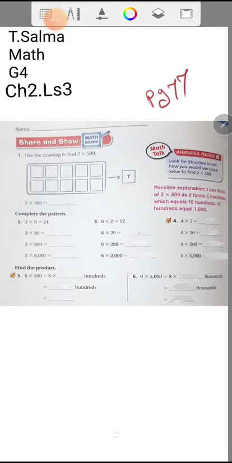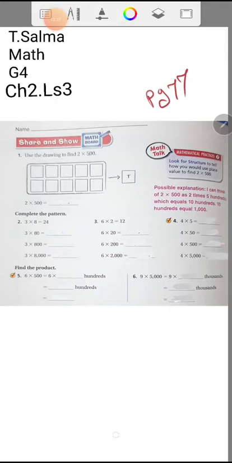Now let's find the multiplication here. Use the drawing to find 2 multiplied by 500. To use the drawing here, I told you I have to use the model according to base 10 blocks, and in base 10 blocks I have long, flat and large cube. So first thing, I have the 100 number, so that means I will use a flat.